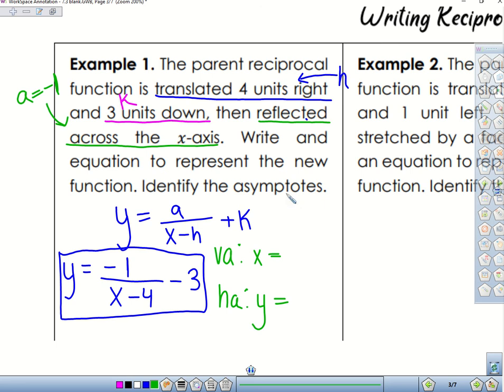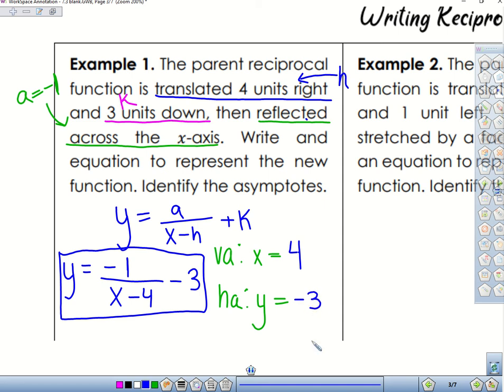So, how we determine this is your vertical asymptote is going to be your h value. So what was my h value? My h value was actually 4 before I plugged it in, right? Yes, it changes signs from the formula. So my h value is 4, and what was my y value? That one's just as it is, -3. So that's how you find your vertical and horizontal asymptotes.